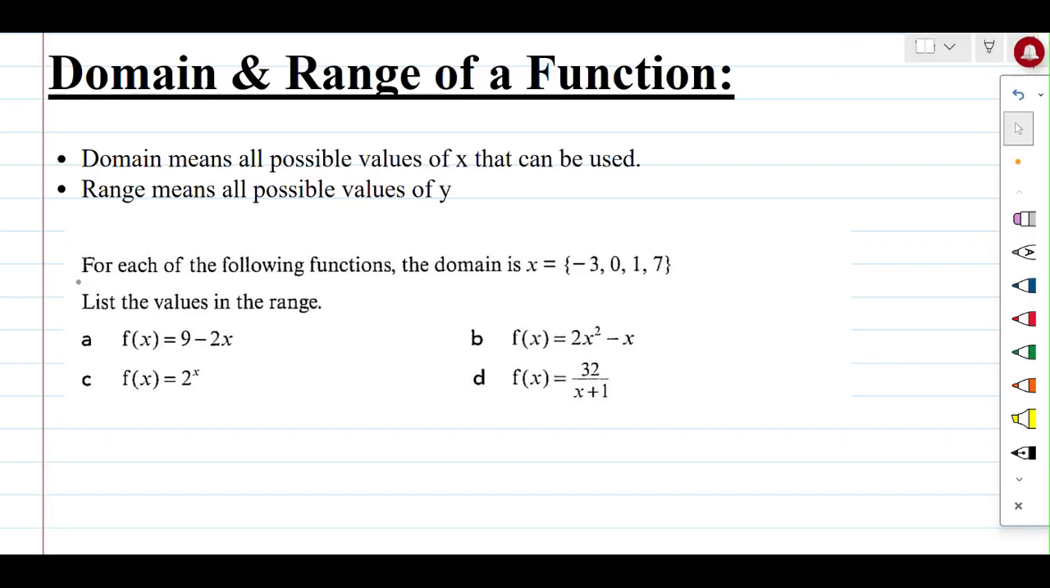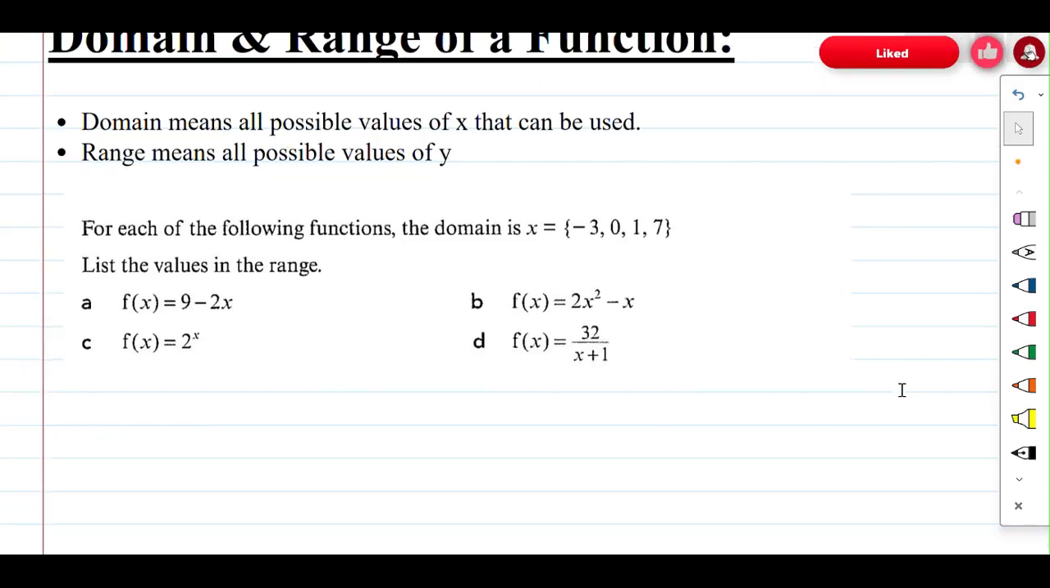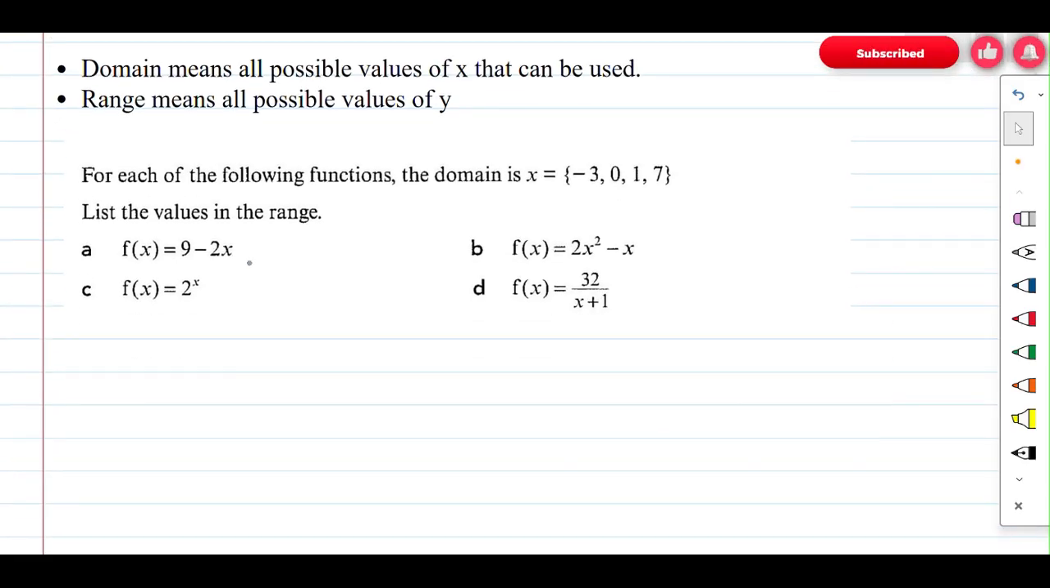For example, I have a question for each of the following functions. The domain is x is minus 3, 0, 1, 7. List the values in the range. Okay, so this is the very basic method to find the domain and range of a function, right? So you have the linear function, quadratic function, exponential function, and a reciprocal function. 4 different types of function.